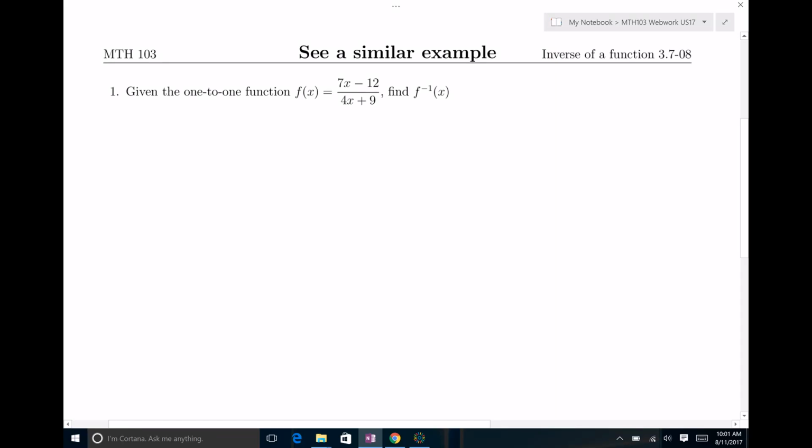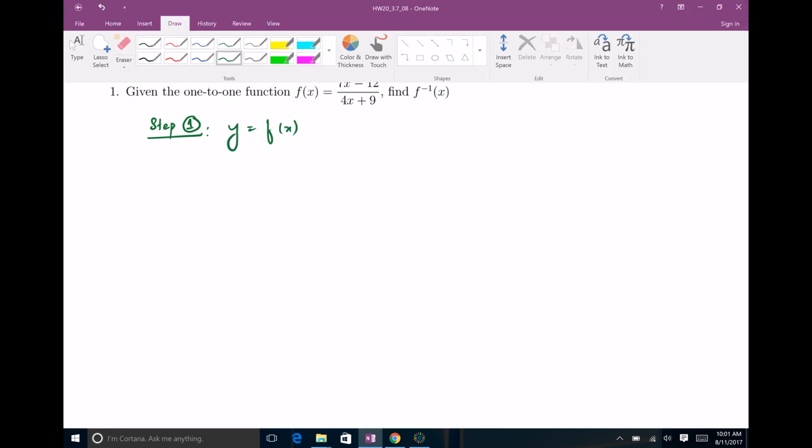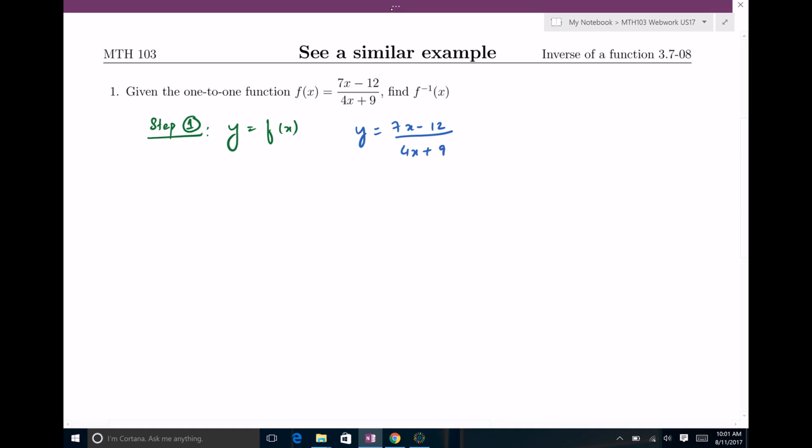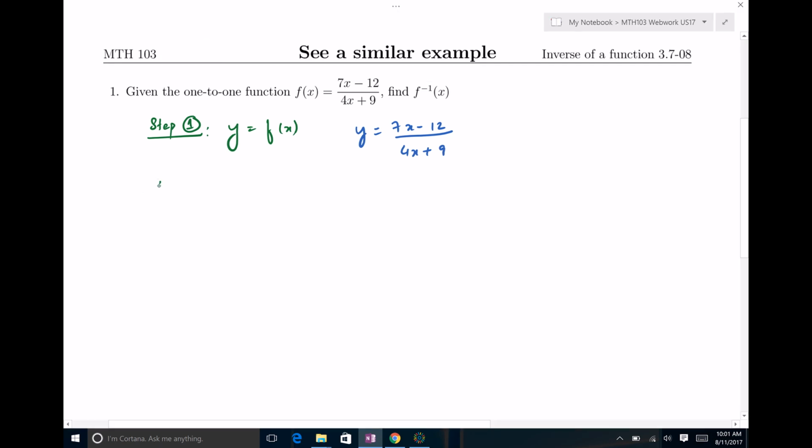To find the inverse of a one-to-one function, you need to follow 4 simple steps, starting with step 1, which is to just rewrite the equation as y equals f of x. So let's start with writing this down as y equals (7x minus 12) over (4x plus 9). Step 2 will be to swap the places of x and y.